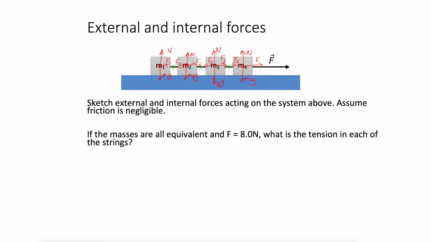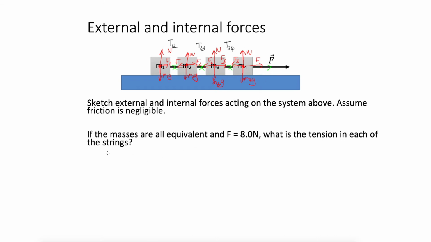But these are all force pairs, so the tension is pulling the string both ways. The tension in this string is just this way, and the ones going this way are slightly larger. So now we're asked, if the masses are all equivalent and F is equal to 8 newtons, what is the tension in each of the strings? Let's call this one T12, this one T23, and this one T34. And we need to find out what these are.